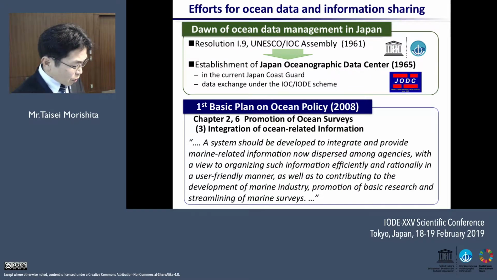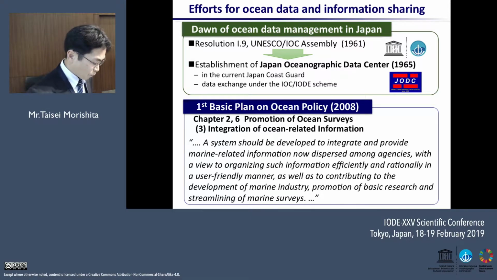Data and information sharing is the basis for science-based decision making. In the last decade, Japan has been working for the data and information sharing in accordance with the basic plan on ocean policy. Establishment of JODC in 1965 marked the beginning of the ocean data management in Japan. Since then, JODC has been in charge of data management and data exchange among agencies and countries.